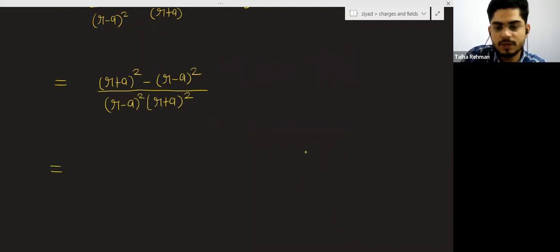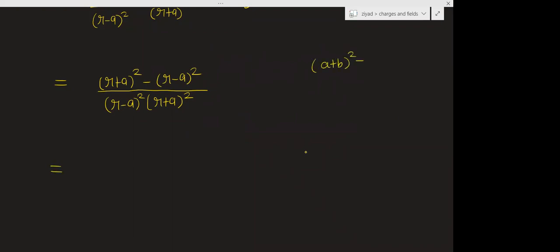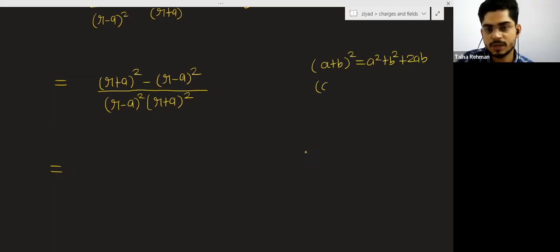Now, do you know the formula (A plus B) square? Yes, sir. A square plus B square plus 2AB. (A minus B) square is equal to A square plus B square minus 2AB. Similarly, I am just opening one of the squares.